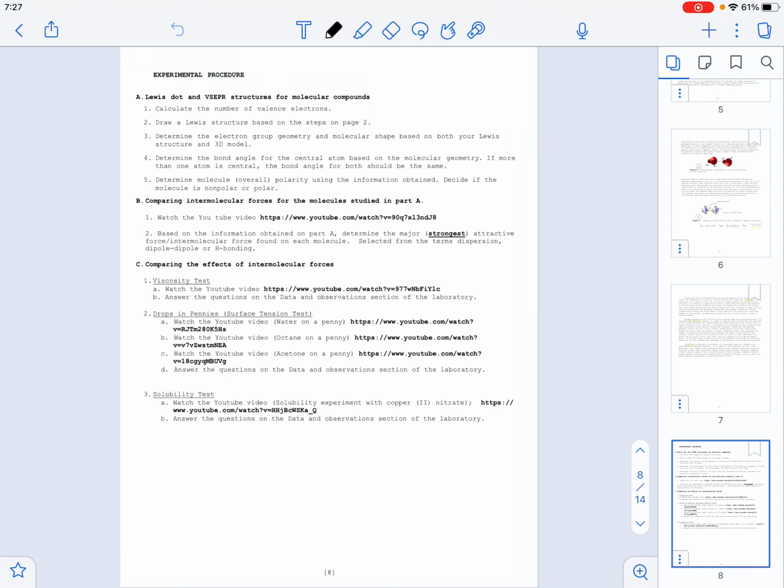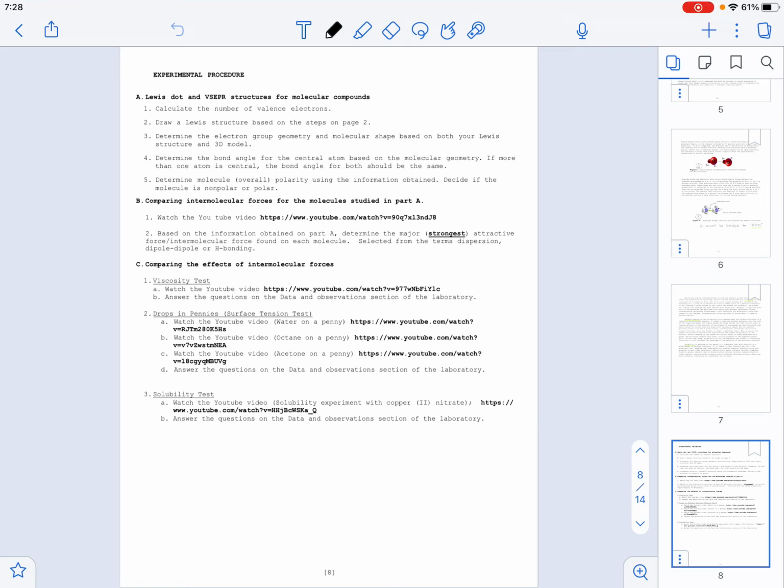In this video, I'm going over the experimental procedure for Lab 5. As you can see on page 8, Lab 5 has 3 parts, A, B, and C. Part A is the section where you are going to be working with Lewis structures and actually drawing them out. Also, you're going to be exploring VSEPR rules.